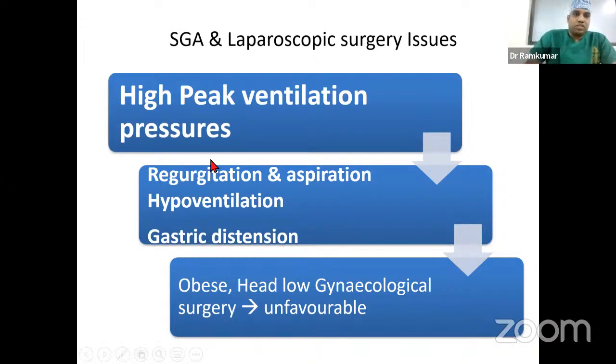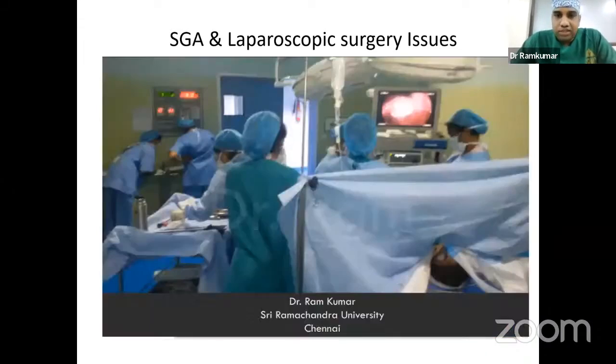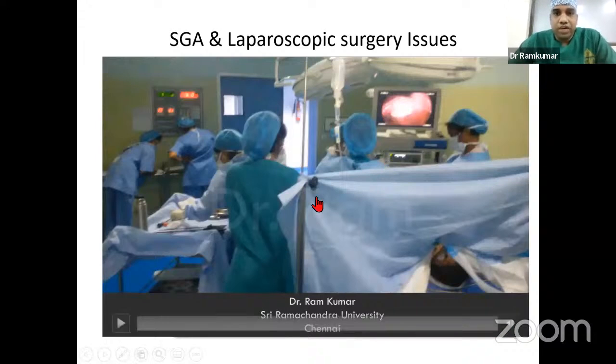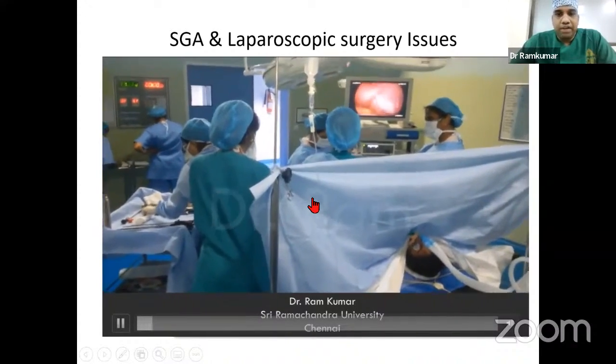If during the process the oropharyngeal leak pressure is very low for a particular supraglottic device, there's a chance of hypoventilation, gastric insufflation, and regurgitation can occur. That is a problem with any supraglottic device, and it is more unfavorable in obese patients and head-low gynecology surgeries. So the way to overcome it is to choose the ideal patient.